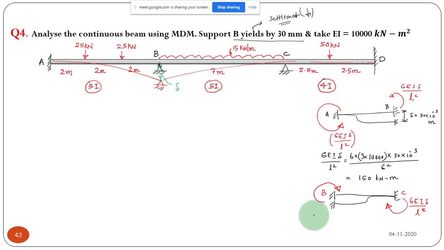That will be 6 into EI. What is the value of EI? E into 5I, that will be 5 into 10,000, so it will become 50,000. That is the EI value. What is the value of delta? Delta remains the same, 30 millimeter, so that is 30 into 10 power minus 3 meter. 6 EI delta divided by L square. What is the value of span BC? L is 7 meter, so L square is 7 square.